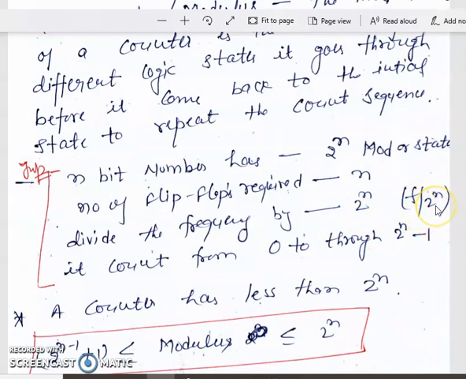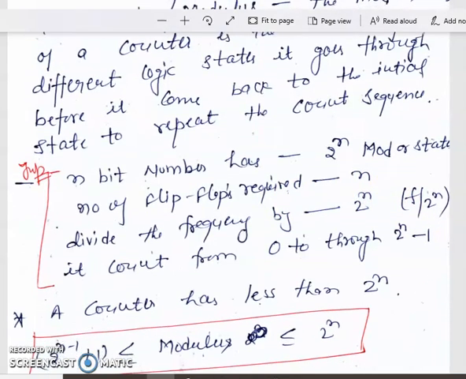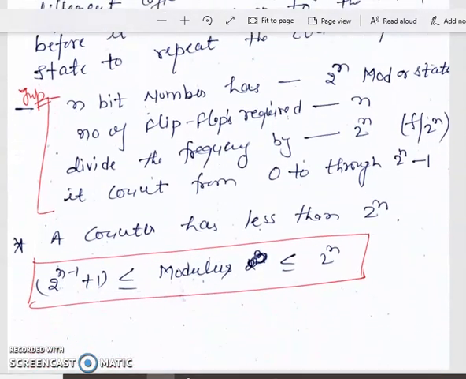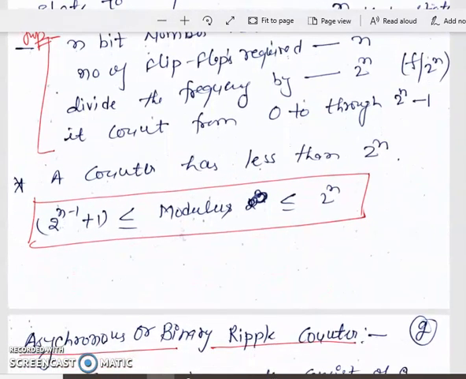F upon 2 to the power n means f upon 8. Okay, number of flip-flops required: if n equals 3, it means 3 flip-flops are required. So we can say a counter has less than 2 to the power n, so the modulus may be less than or equal to 2 to the power n, or greater than or equal to 2 to the power n minus 1 plus 1.